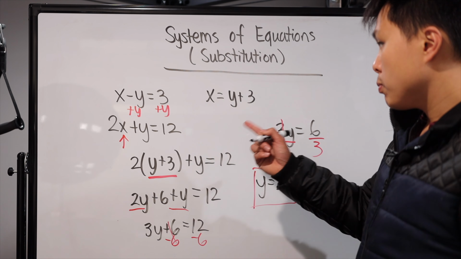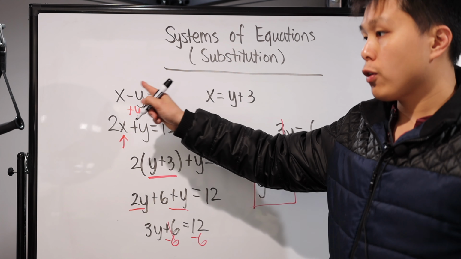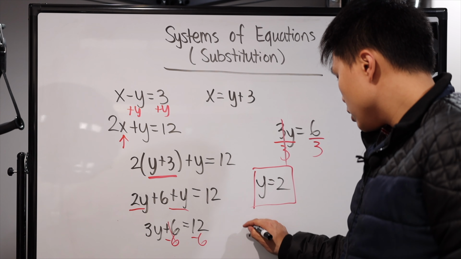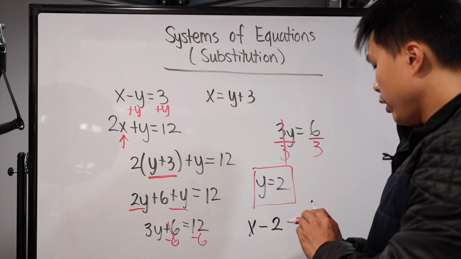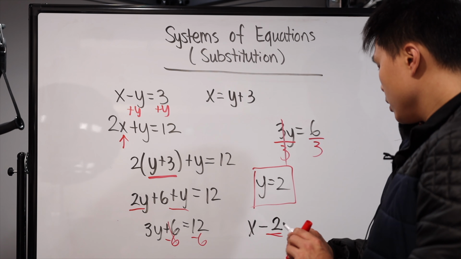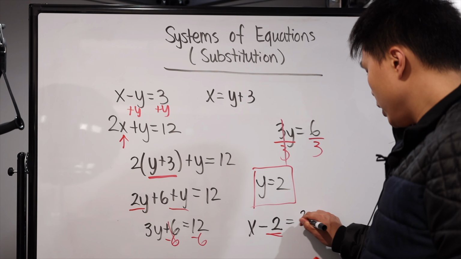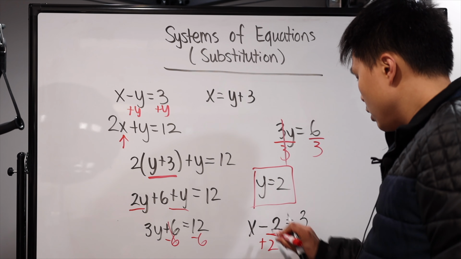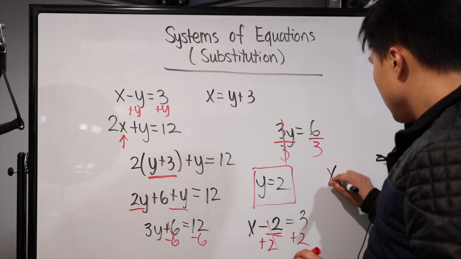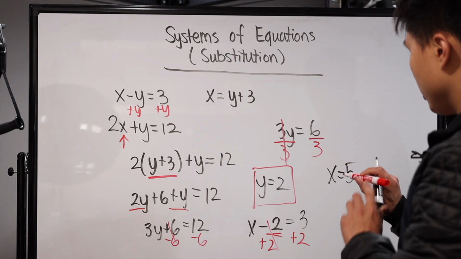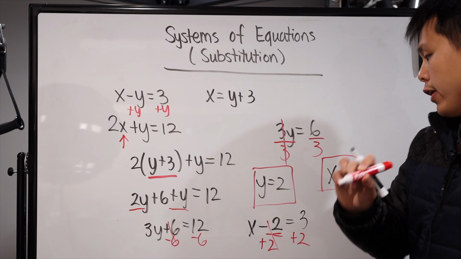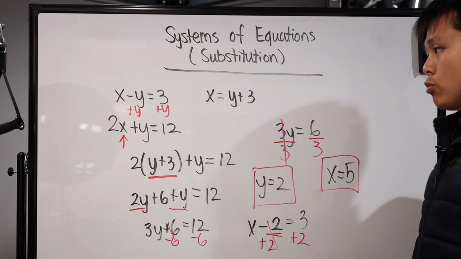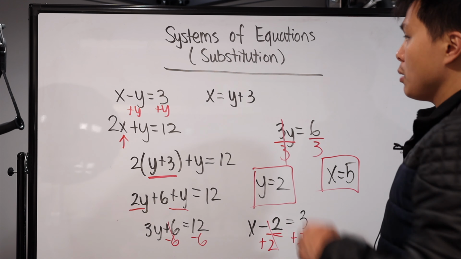So instead of x minus y equals 3, I'm just working with this first equation now, the original one, ignoring everything else. I have x minus 2, remember the 2 is our y now, equals 3. So in order to solve for x, all I have to do is add 2 on both sides. You have x equals 5, and there you go. Now you have both variables, x equals 5 and y equals 2. And that's how you would solve the system of equations using substitution.